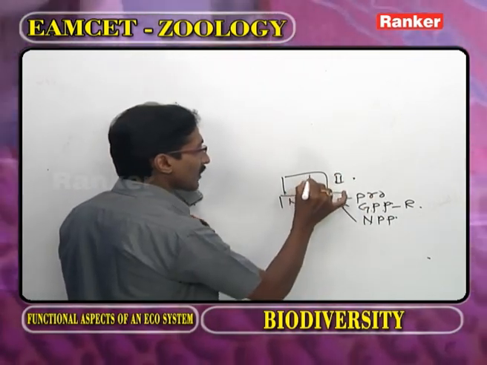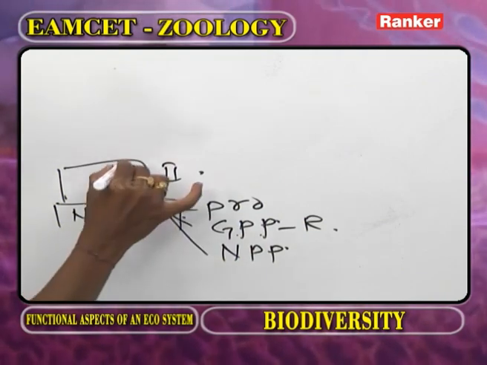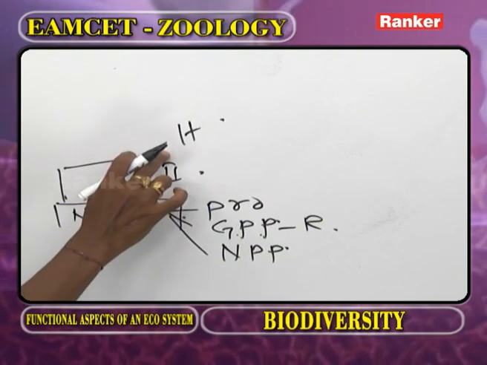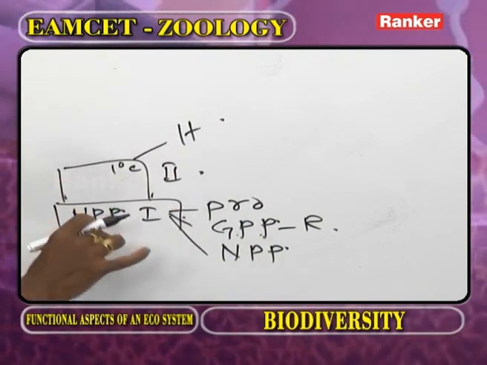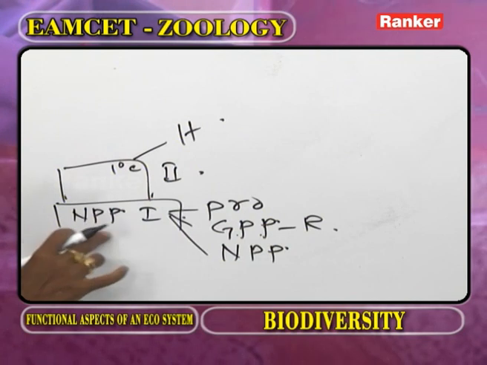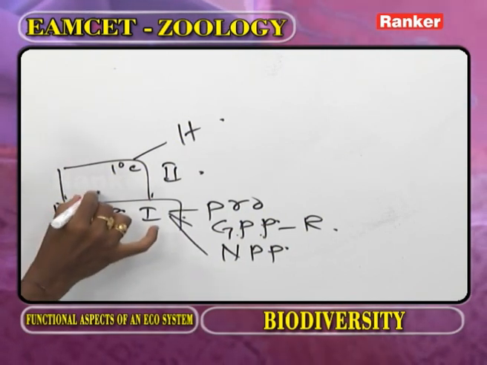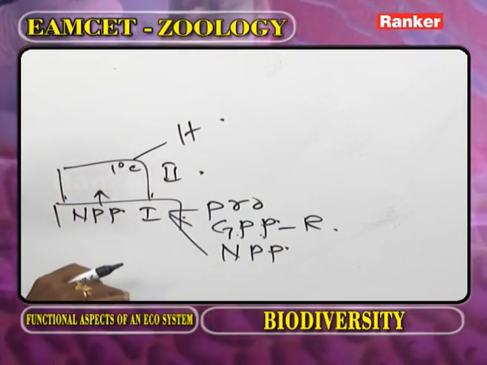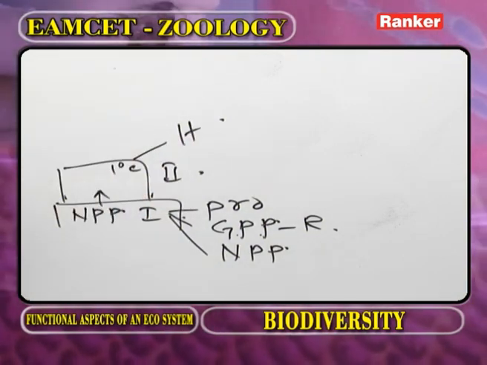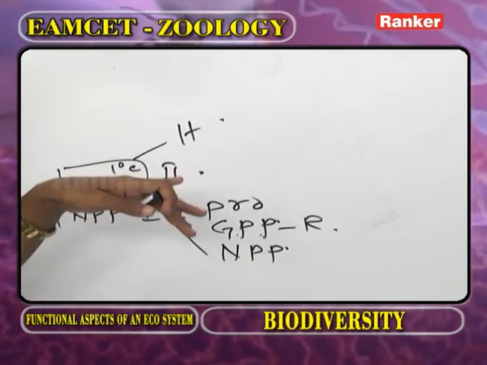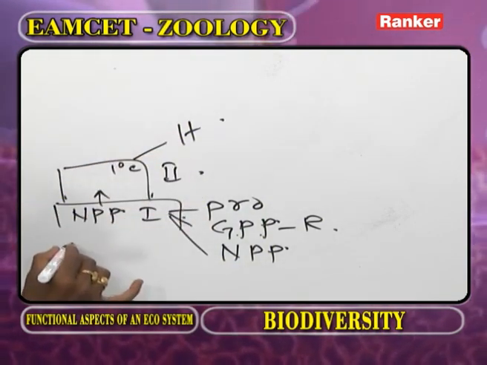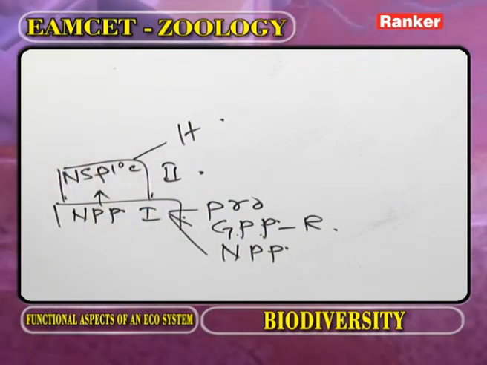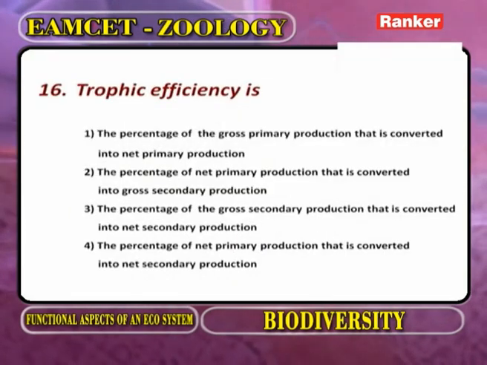Now this is the second trophic level. In the second trophic level, what are present? Primary consumers. What is the other name of primary consumers? Herbivores. In the second trophic level, the herbivores eat, that is ingest, what type of productivity? The NPP. Now the herbivore eats NPP, and in the herbivore body, such NPP is finally converted into net secondary productivity.